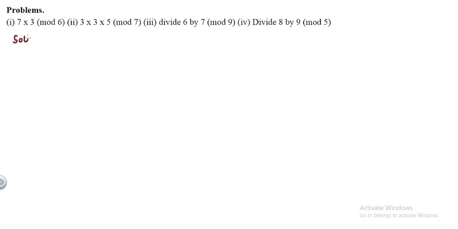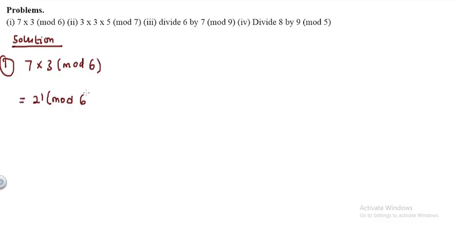So I'll write my solution first. For the first question, I write down 7 times 3 modulo 6. What you do first is that you simply just multiply everything. So this is 7 times 3. 7 times 3 is 21. 21 modulo 6.